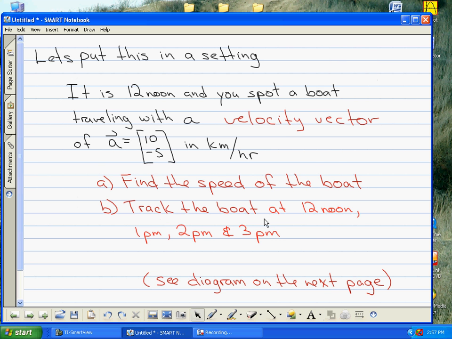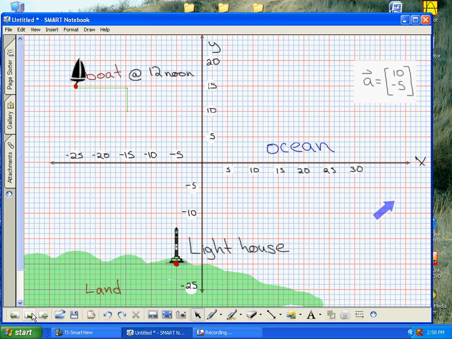And we're also supposed to track the boat at 12 noon, 1 p.m., 2 p.m., and 3 p.m. Now, viewing our diagram, here we have the velocity vector as a reference. This blank spot right here represents the ocean. This green spot right here represents the land. This point right here represents where we're at. We're at the lighthouse. And this is the boat we are tracking.